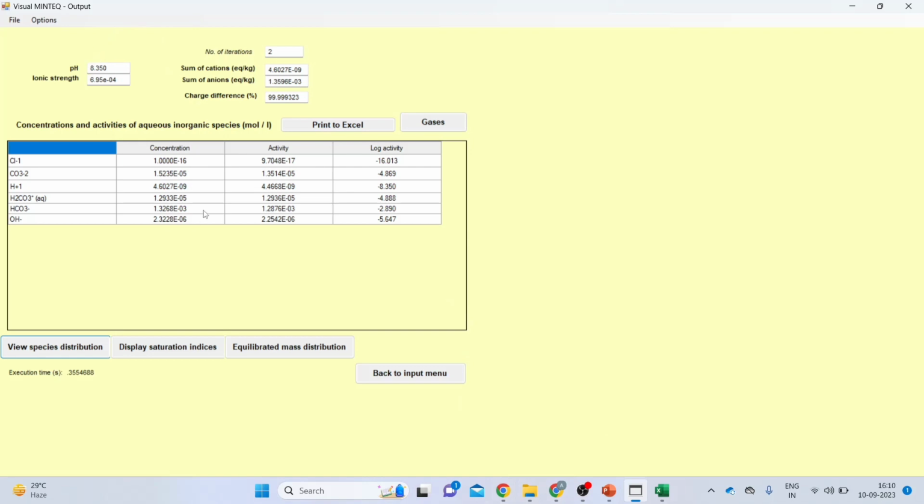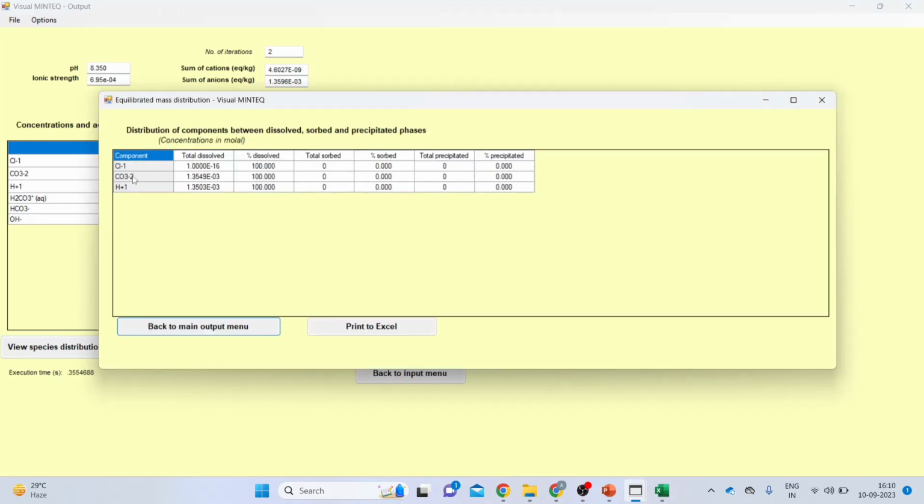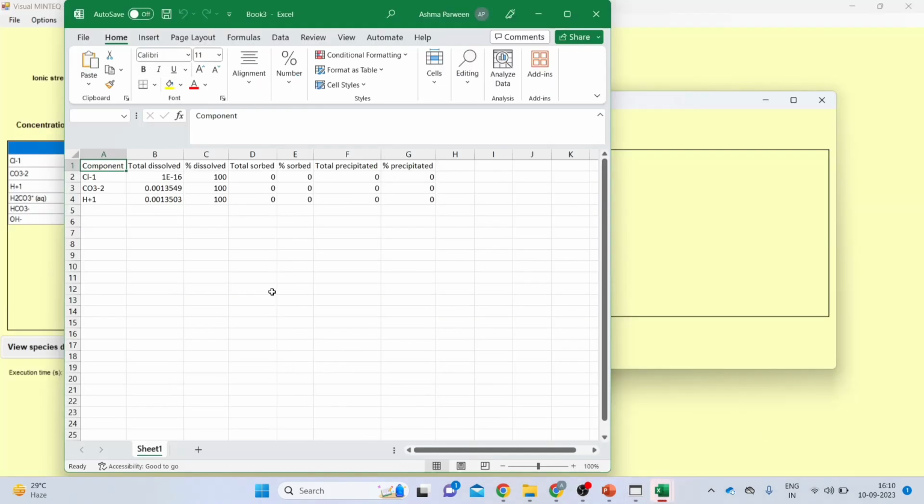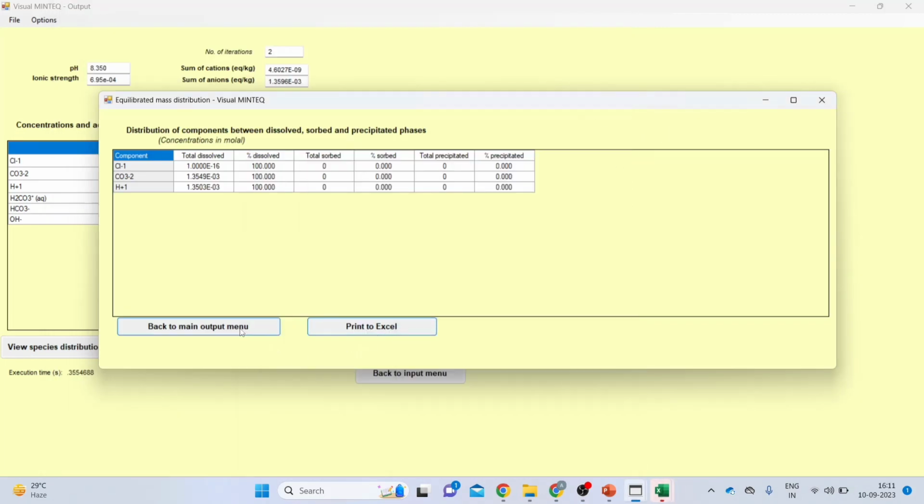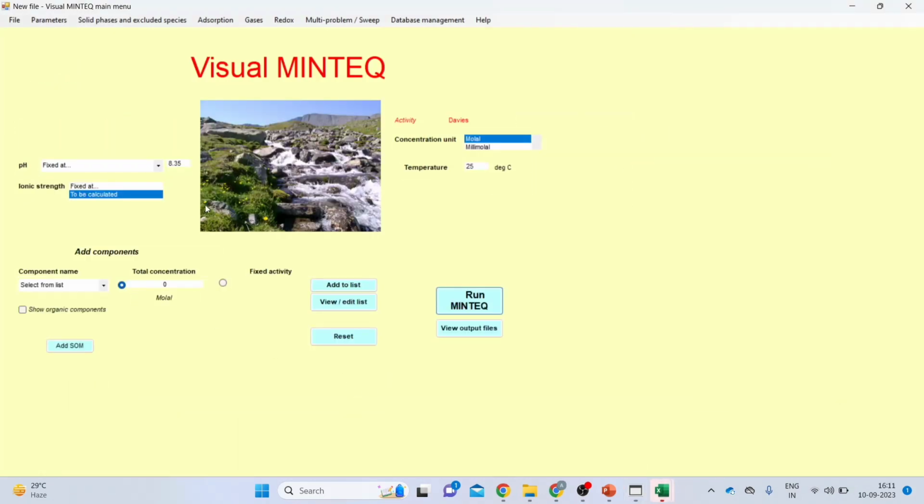So this is the pH. This is the overall distribution of the species and its concentration. Either we can find out the total H by printing into Excel and calculating the H, or we can get the total H and total carbonate from here. So let's print this to Excel. So this is the total carbonate and total H plus. Let's go back. Now we are fixing the pH to 6.